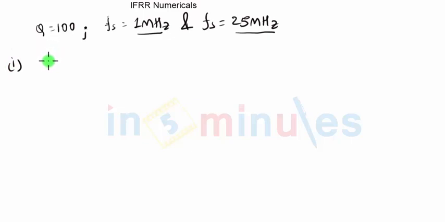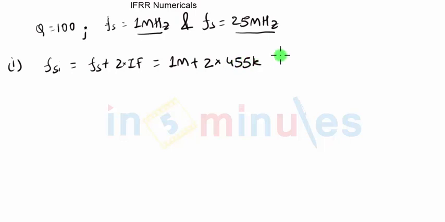First of all, rho and Q. Q is given, rho I have to calculate. To calculate rho, I will require the image frequency first. FSI is equal to Fs plus 2IF. Fs in this case is 1 mega. If nothing is mentioned, I'll take IF as 455 kilohertz. If its value is given in the question, then we use the given value. This will come out to be 1.91 megahertz.